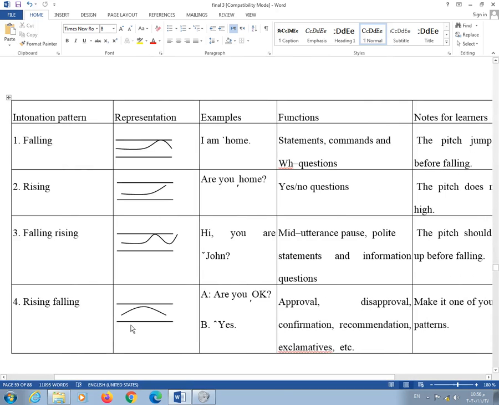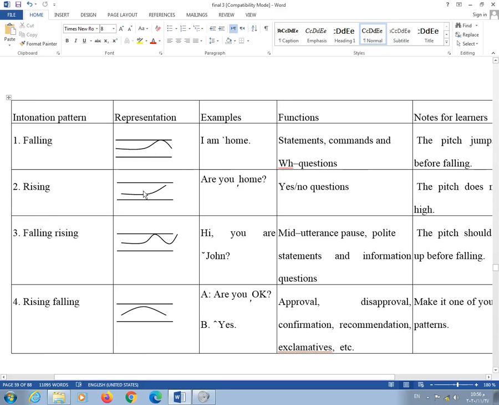Finally, let me show you a table illustrating the different patterns of intonation, different tones, their representations, examples, and functions, and so on. We start with falling. This is a representation. Your voice goes up and then down. Example: I'm home. Okay, and you use falling intonation in statements, commands, and WH questions.